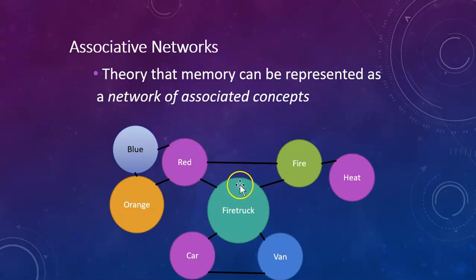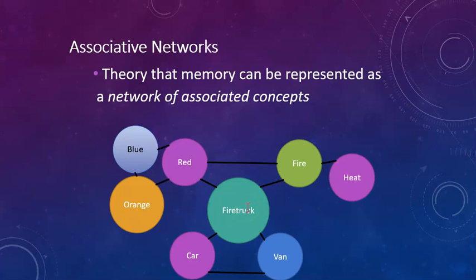So an example of that would be a fire truck. When we talk about a fire truck, we can make a map about things that are associated or related to a fire truck. So we know that a fire truck is a vehicle, so that's like a car or a van. And so a car and van are also related to each other because they're both vehicles. Well, a fire truck is also red. Well, we know that red makes orange. We also know that blue is another color, so those are all related. So these are all colors.